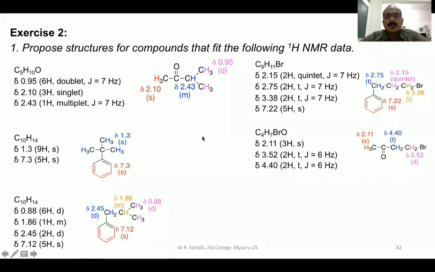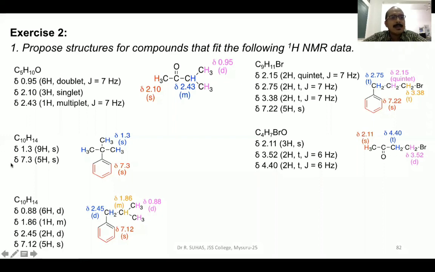We'll continue with the next set of problems. Exercise 2. So far you have seen that either a structure or a name of the compound would be given, and you were asked to predict the chemical shift, splitting pattern, and the number of signals. In this exercise, a molecular formula will be given, delta values will be given, and the splitting pattern is also given along with the coupling constant value, and finally you have to predict the structure of the compound based on the given data. Let us see by taking different examples.